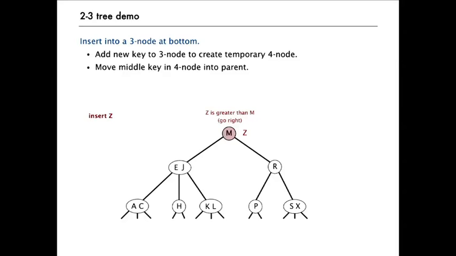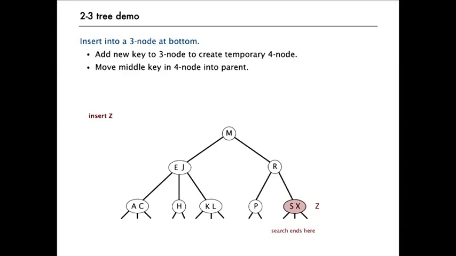If we're going to insert Z into this tree, it's greater than M, so we go to the right. It's greater than R, so we go to the right. Now it's greater than X, and that's a null link to the right of X, so the search ends there, and what we'd want to do is insert Z into that 3 node.